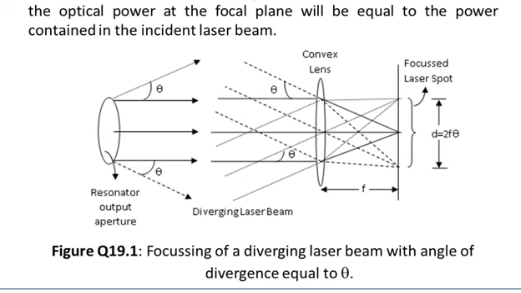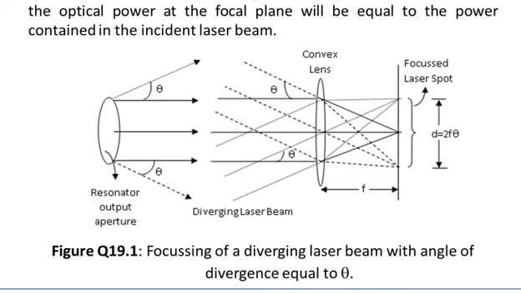Here on the left hand side we have the resonator output aperture. The beam is coming out from the aperture, and a diverging ray of the beam is also shown, making an angle theta with the optical axis of the beam, that is with the horizontal axis. Now at some distance I have placed a convex lens. The beam is incident on the convex lens, and you can see that the rays through the center of the lens have been shown, which meet on the focused laser spot at a plane perpendicular to the axis, located at the back focal plane, which is at a distance f behind the lens.